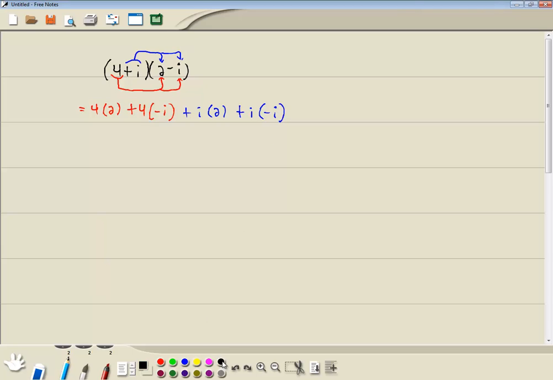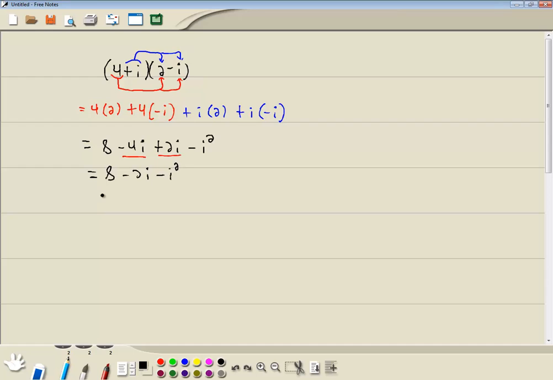FOIL if you learned that technique. 4 times 2 is 8. 4 times negative i is negative 4i. i times 2 is 2i, and i times negative i gives us negative i squared. Always you should combine together like items before you do anything in a problem. Here's negative 4i plus 2i. That's going to give us negative 2i.